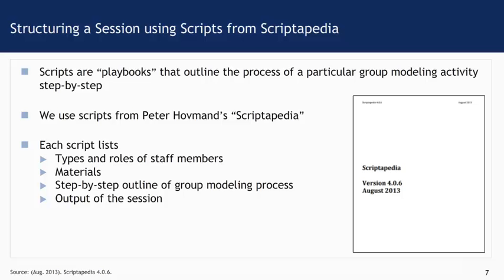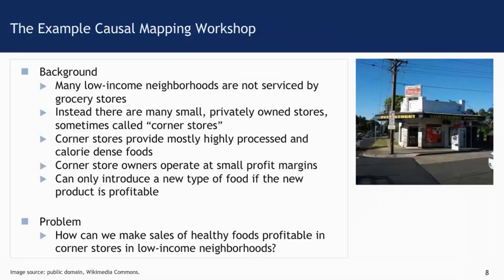Scriptapedia is a collection of so-called scripts that are playbooks that outline the process of a group modeling session step by step. Each script lists the types and roles of staff members that are necessary for a particular group modeling project, the materials we need, and a detailed step-by-step outline of the group modeling process itself, which is of course particularly useful. Finally, the script also describes the outputs that we aim to produce in each session.